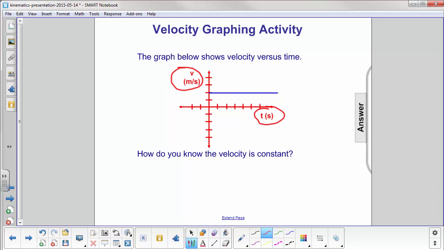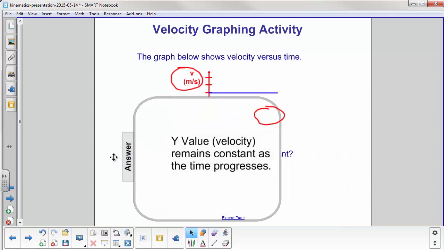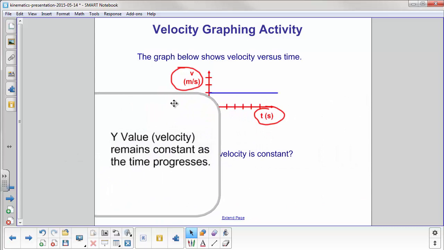How do you know that the velocity is constant? Well, let's look at the y value, which is velocity right here. It stays constant no matter what time I have. The velocity doesn't change. So we say that a horizontal line on a velocity time graph means that the velocity is constant.